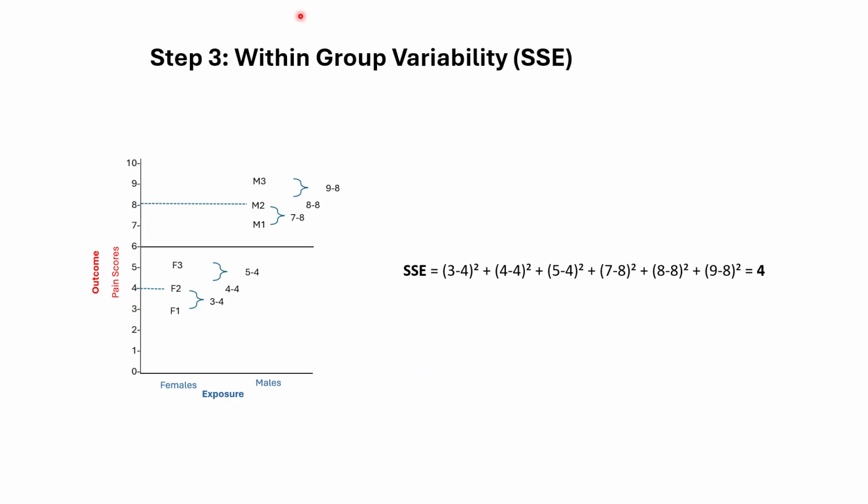And when we are calculating the total within group variability, it will be 3 minus 4 square. We square them to get rid of the negative signs if there are any, the old school method. The second person, 4 minus 4 square. Third person, third female, 5 minus 4 square. First male, 7 minus 8 square. Then second male, 8 minus 8 square, 9 minus 8 square. And if you calculate all these numbers, the total within group variability will come down to be 4.